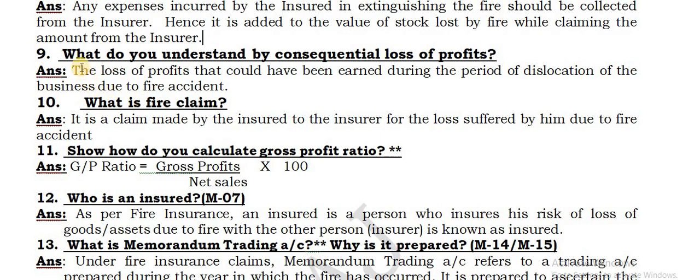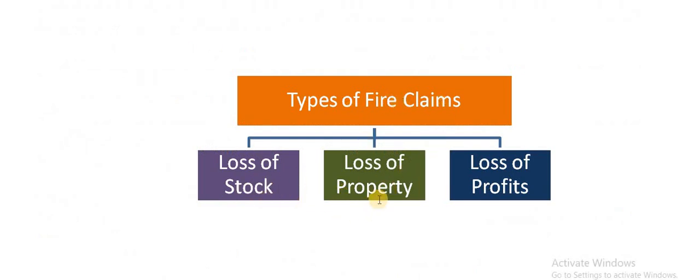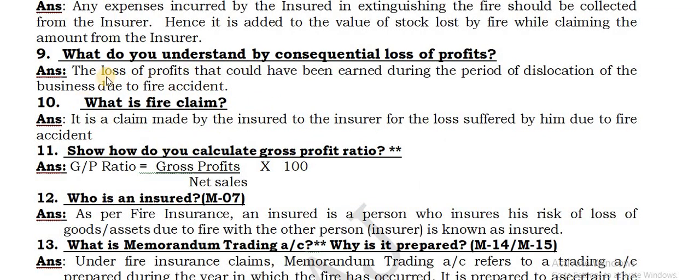Then, what do you understand by consequential loss of profits? I told you in the beginning, if you remember, the types of fire claims: loss of stock, loss of property, and loss of profits. What is loss of profits? Whenever stock or property gets destroyed because of a fire, a businessman may not be in a position to fulfill the orders received. In that case, definitely the profits will also not be received. Not only is there loss of stock and loss of property, but also a loss of profits. That is what we call consequential loss of profits. It is the loss of profits that could have been earned during the period of dislocation of the business due to the fire accident.